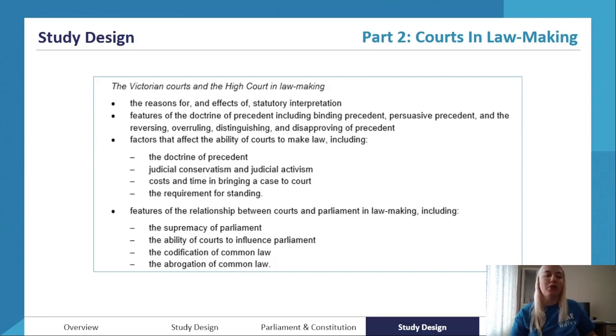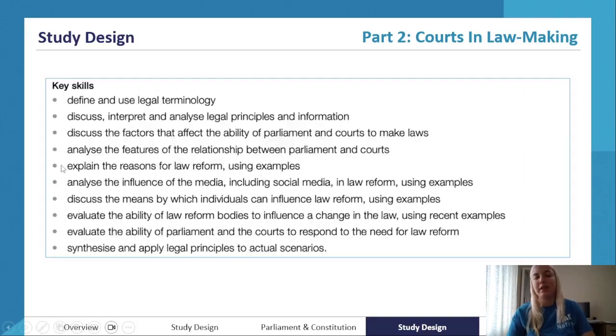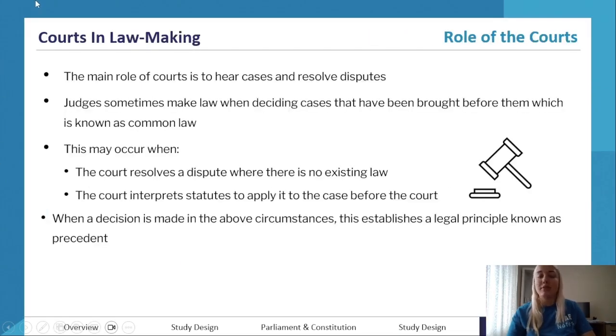Let's jump right into the content, have a look at the study design. I don't think we should spend time just reading all the dot points like we did the first time around, but you can see this is all about the courts, their ability to interpret statutes and acts, the doctrine of precedent, which you should remember from Year 11, but you will need to be very confident and adept at discussing the doctrine of precedent in detail this year, and factors affecting the ability of the courts to make law, as well as features of the relationship between courts and parliament. And again, your key skills dot points with the types of questions you need to be able to answer.